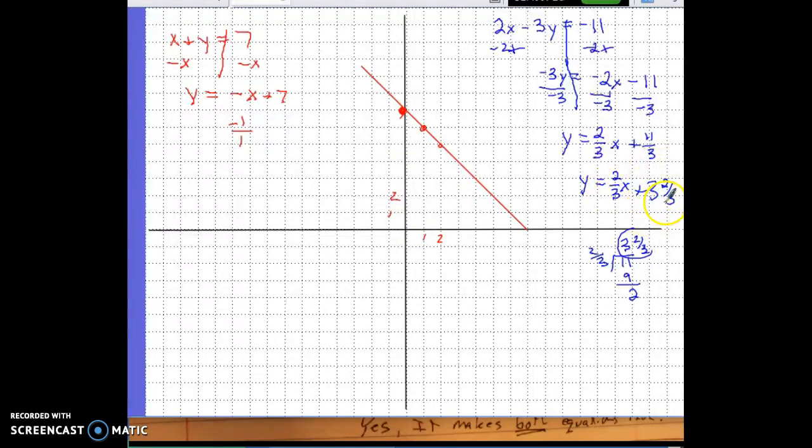So I go to my y-intercept of 3 2/3. So 2/3 of the way between 3 and 4. And now from there I have to go up 2 and over 3. So up 2 moves me to here, and then over 3. Up 2 over 3. So now I can graph that.